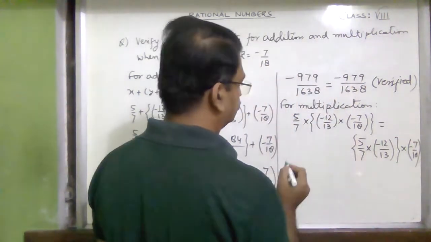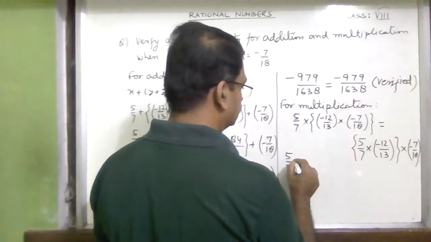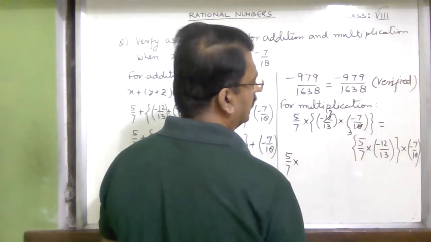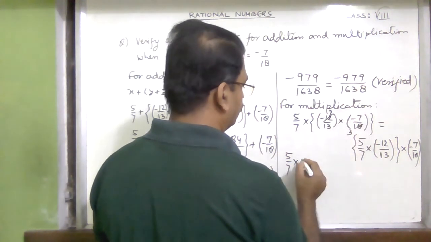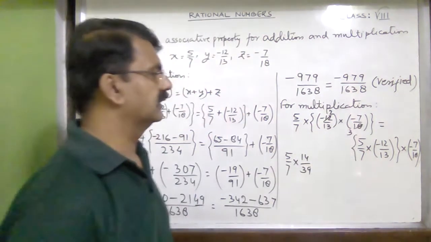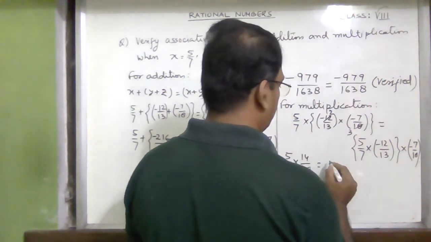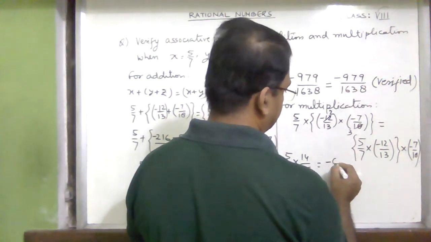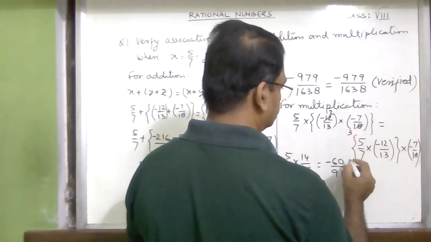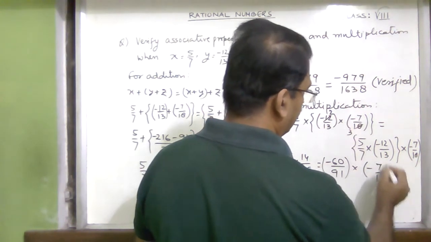Now here you see, minus into minus becomes plus. 6 2s are 12, 6 3s are 18. So 7 2s are 14 upon 39. 13 into 3, 39. Okay, is equal to, here you see it is minus 60 upon 13 into 7, 91 into minus 7 upon 18.